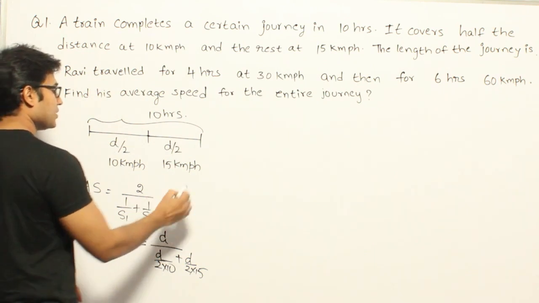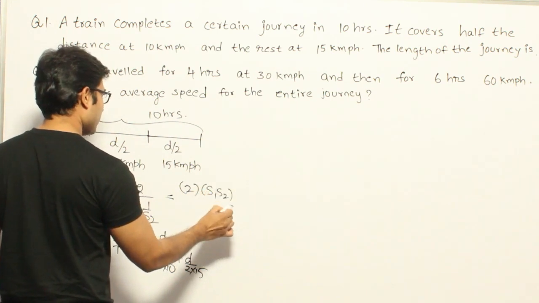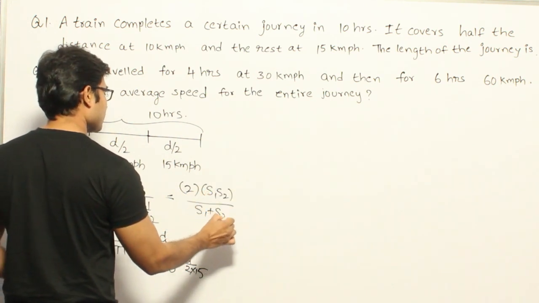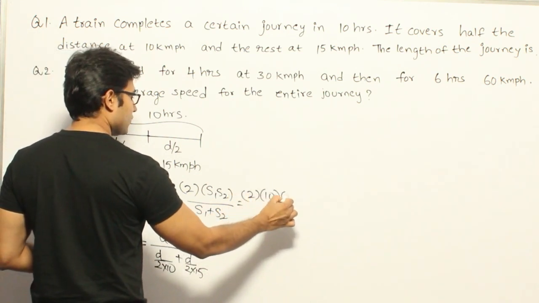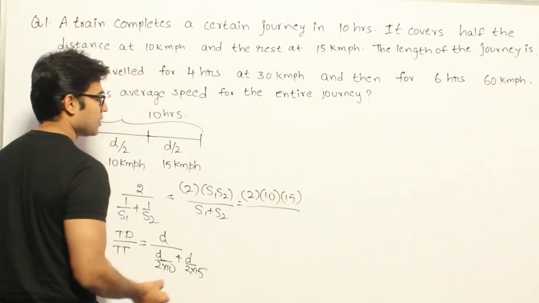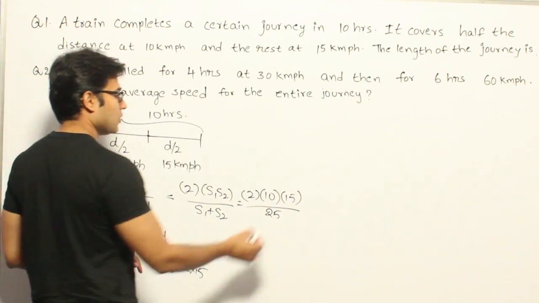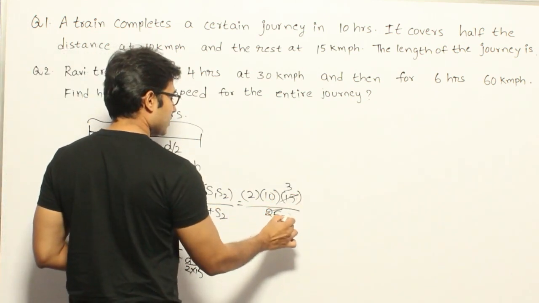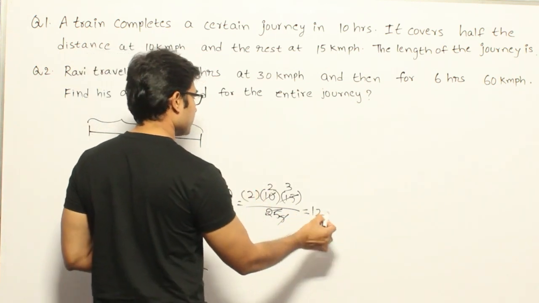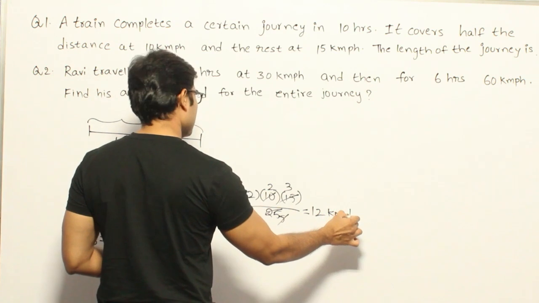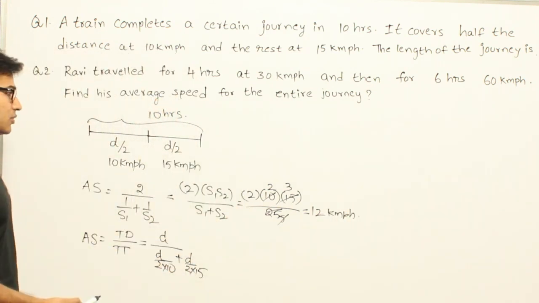Now if you try to simplify it, it is going to be 2 into s1 s2 divided by s1 plus s2. Now what is this? 2 into 10 into 15 divided by 10 plus 15 is 25. Right, so it is going to be 5 3s, 5 5s, 5 2s, so 4, 12. So 12 kilometers per hour is the average speed, or you can go by this method and you can find it out. You are going to get 12 kilometers per hour.